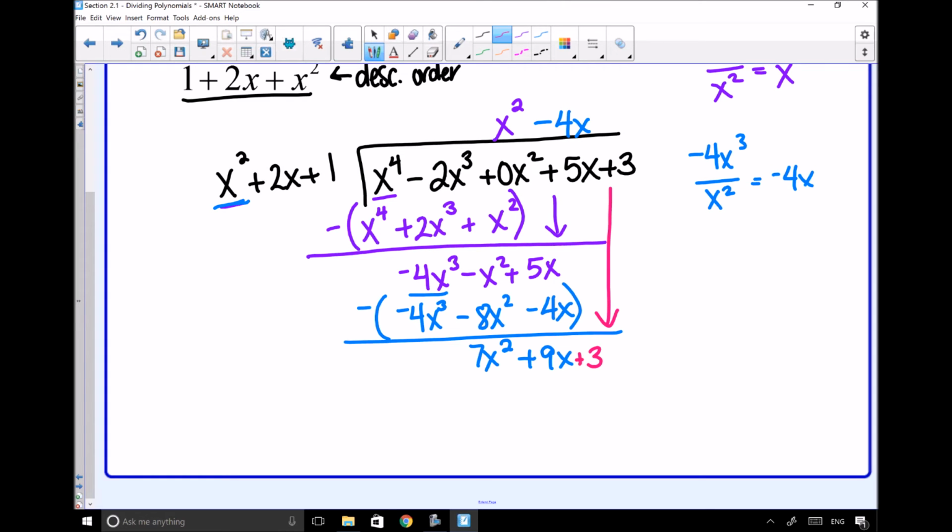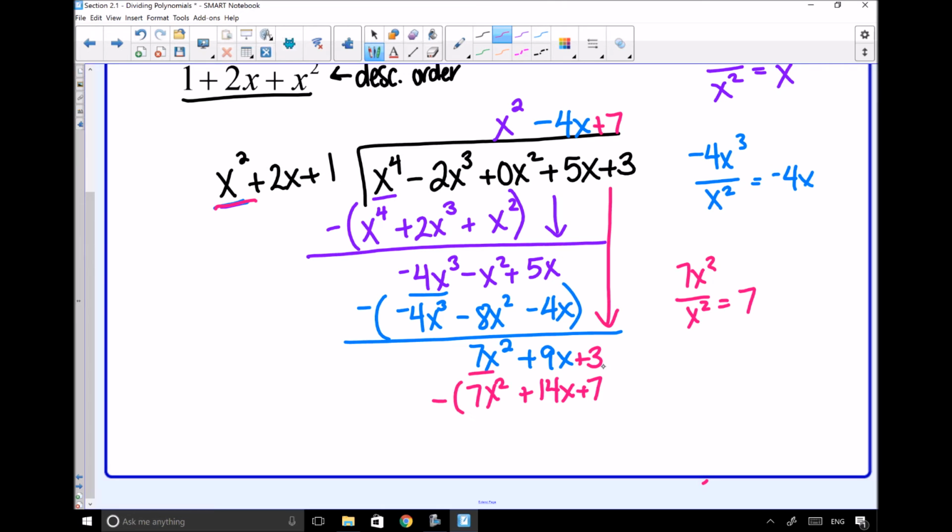And it's a positive 3, so I'm going to write plus 3. So now how many times does x squared right here go into the 7x squared? So 7x squared over x squared is just 7. So I know it goes in 7 times. So 7 times x squared is 7x squared. 7 times 2x is 14x. And then 7 times 1 is 7, positive 7.